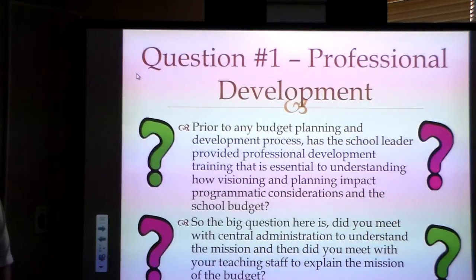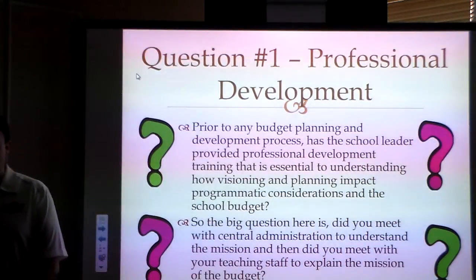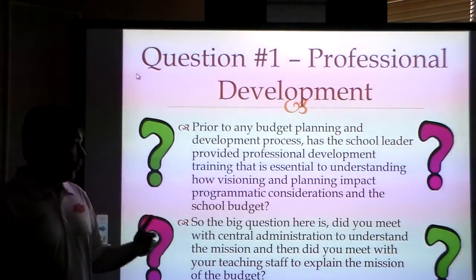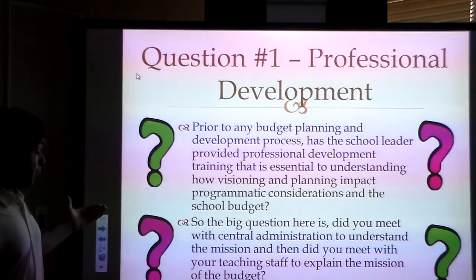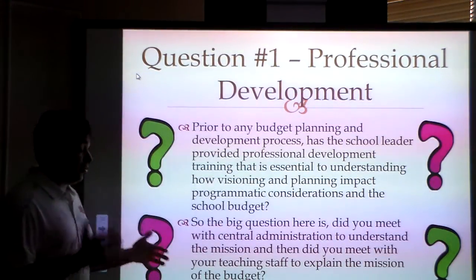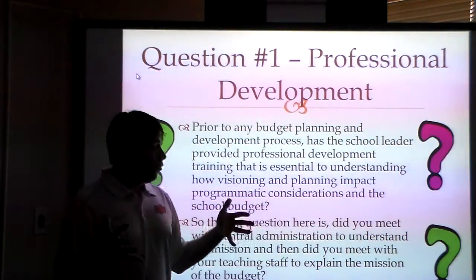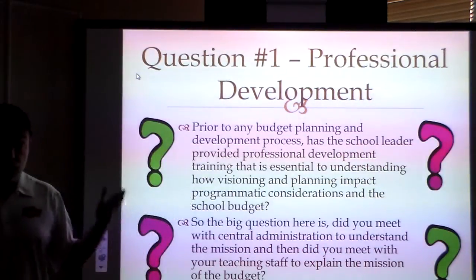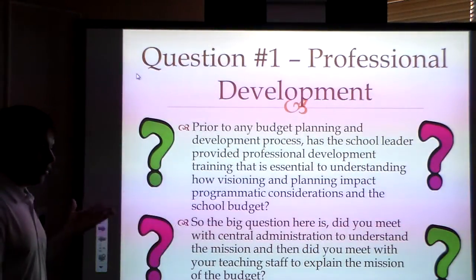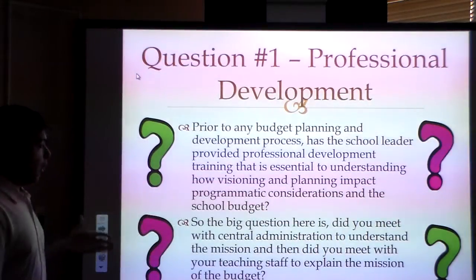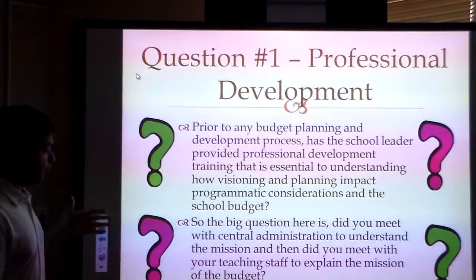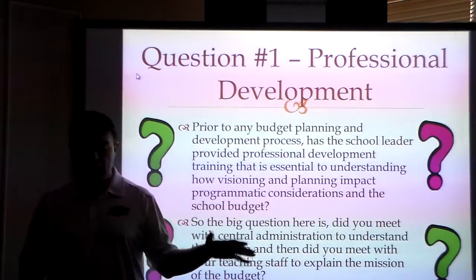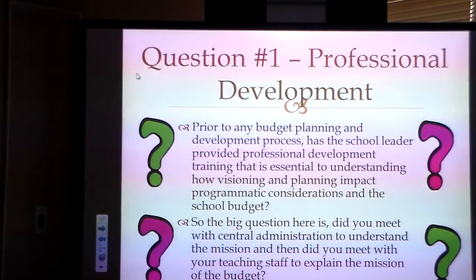So the first thing that you need to do more than anything else is consider professional development. You have to understand what the mission of the budget is. Did you talk with central administration to understand it? Did you talk to your teaching staff? Do you have an idea for your vision and your mission of what you see for the building? If you don't, then you're going to be planning a budget that goes against what the district believes, and the possibilities are that you're not going to get your budget approved. So you need to think about how your mission for your building complements what's done at the district level, and I think that's very important.